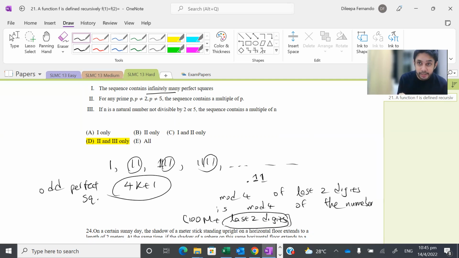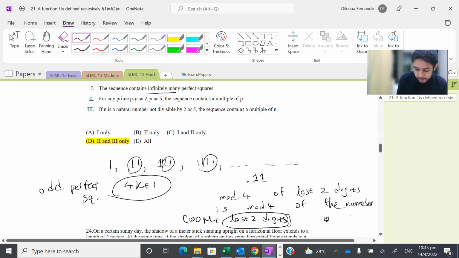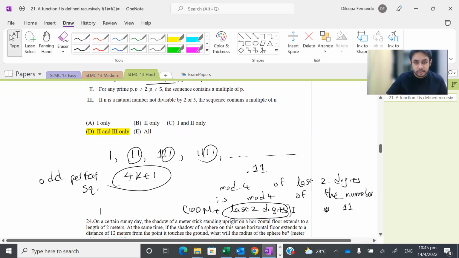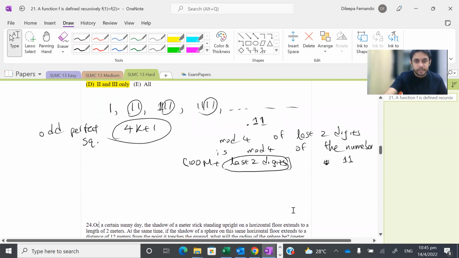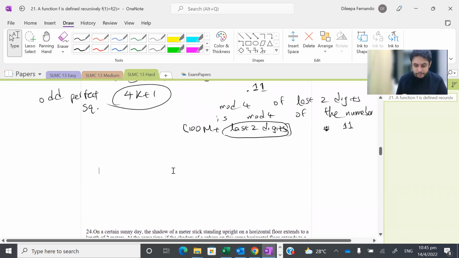And we also know that in this sequence, the last two digits are always 11. After the first term, all the numbers have last two digits as 11. So what is left to find is the modulo 4 of 11. Apparently, 11 is 3 mod 4, or this is in the form of 4k plus 3. And 4k plus 3 can never be a perfect square.